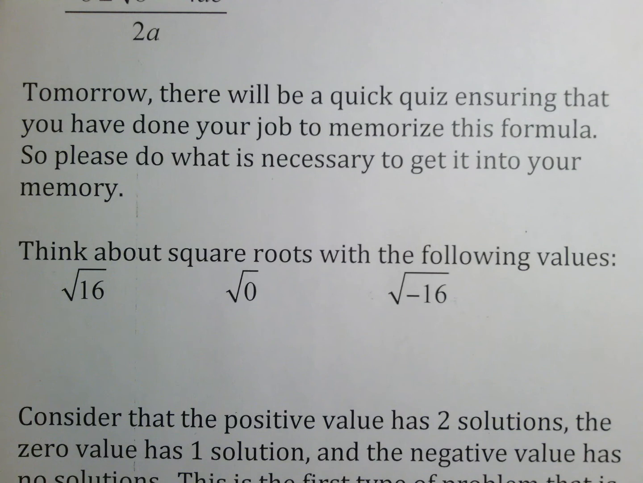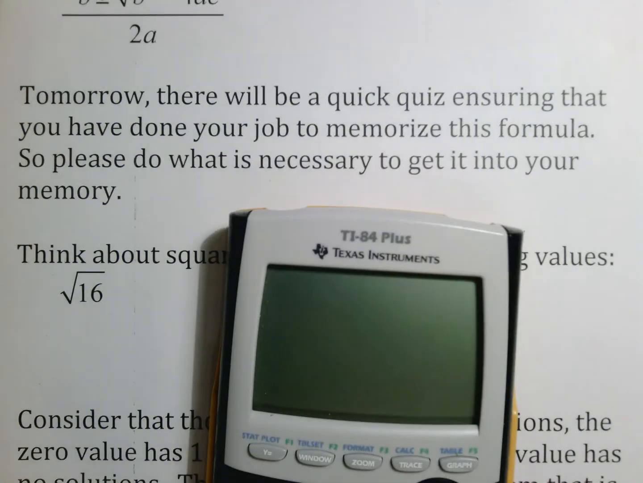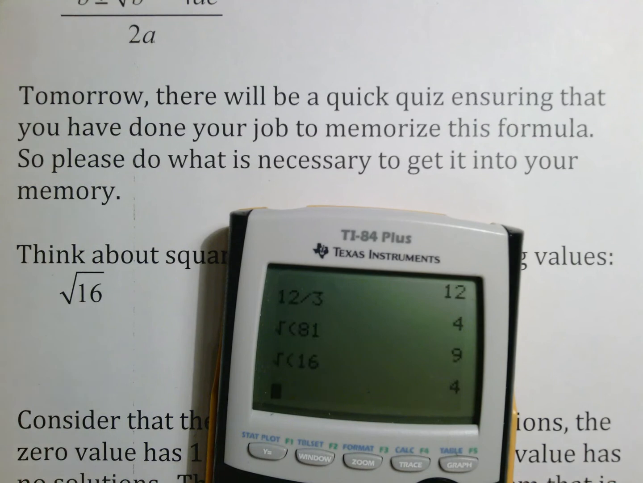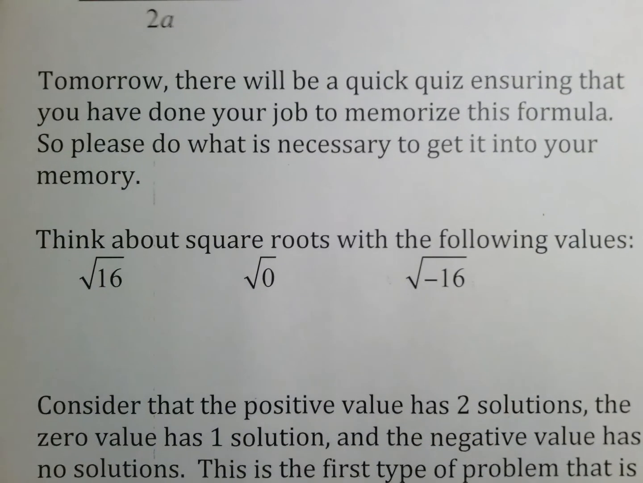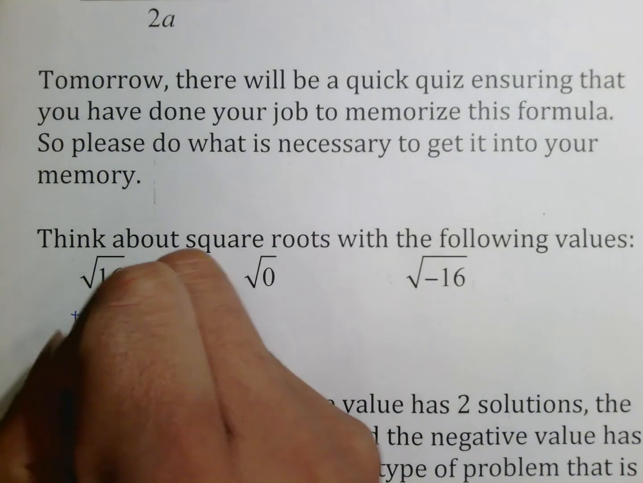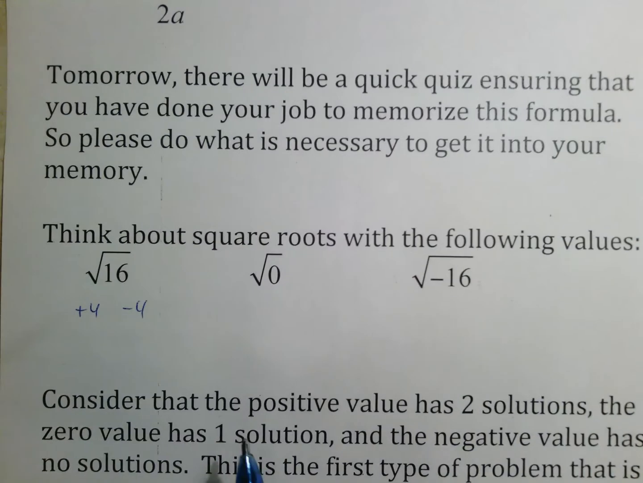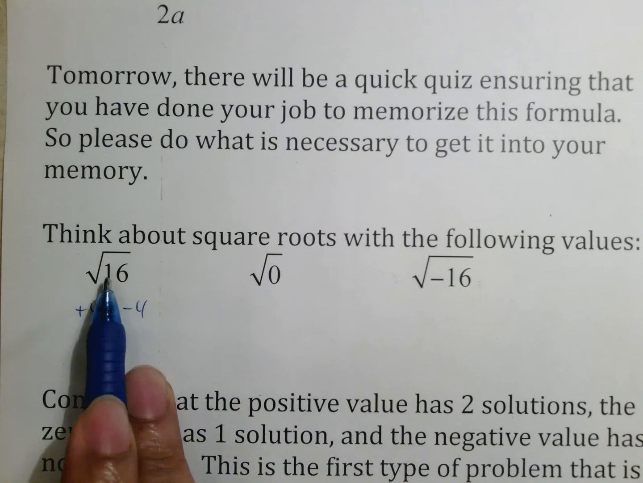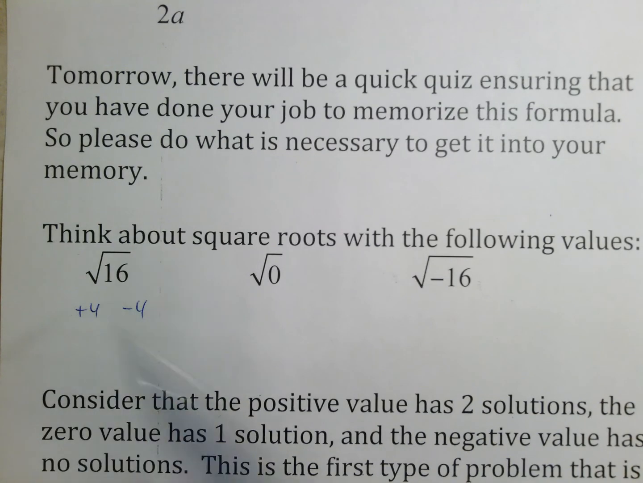Square root of 16. In other words, what number multiplies to be 16? If we do the square root of 16, it gives us the answer of 4, which means we have the answers of positive 4 and negative 4. So you have two answers. You have a 4 times 4, which makes 16. Negative 4 times negative 4 makes 16.